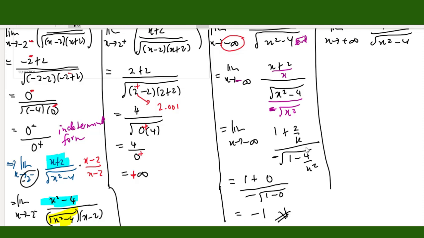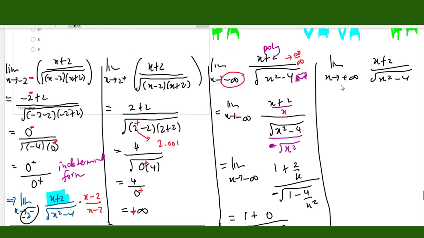Okay, and when x tends to positive infinity, same procedure. Substitute directly: infinity over infinity. This is polynomial over cube root. Tends to infinity means that for the polynomial, divide by x, and for the cube root, divide by the cube root of x squared, positive.